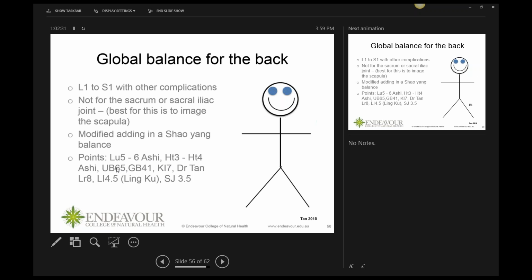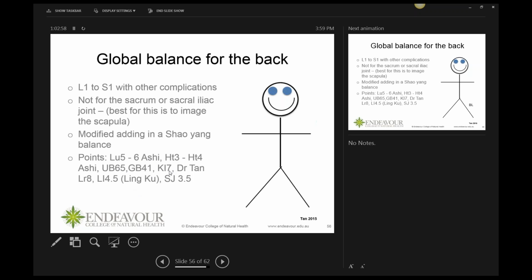So again, bladder 65, that whole idea of treating the channel to treat the channel. So that's the shoestring point. The shoestring point of the gallbladder as well. The kidney balances the... well, it also balances the lung and the heart as well.